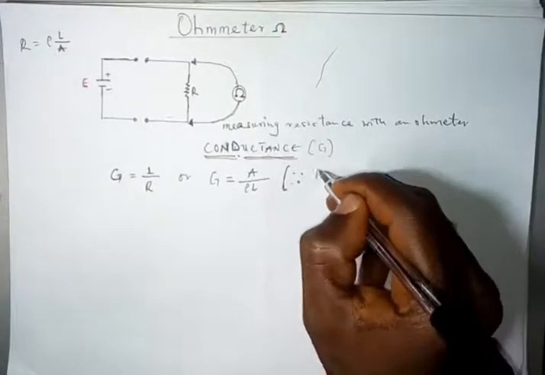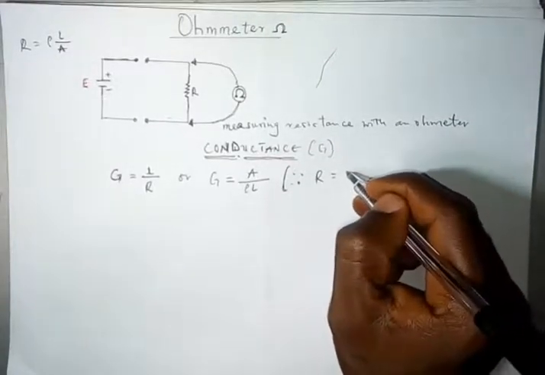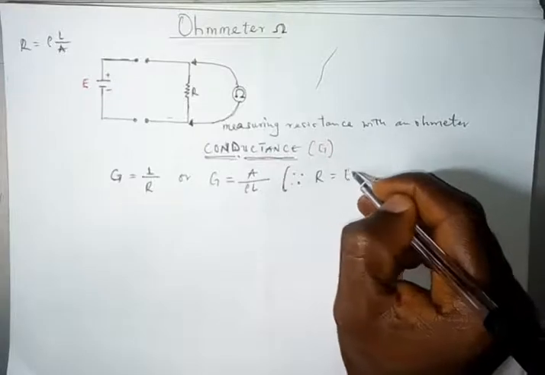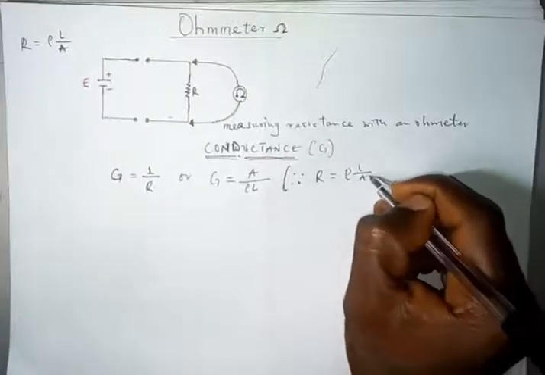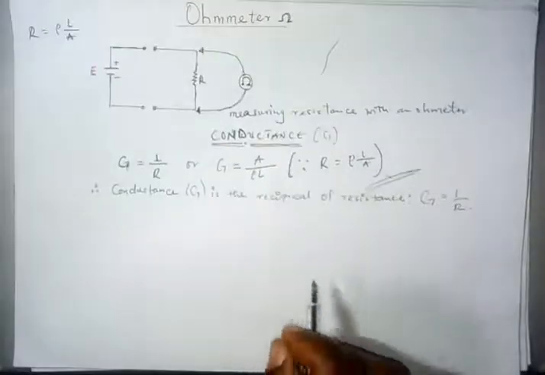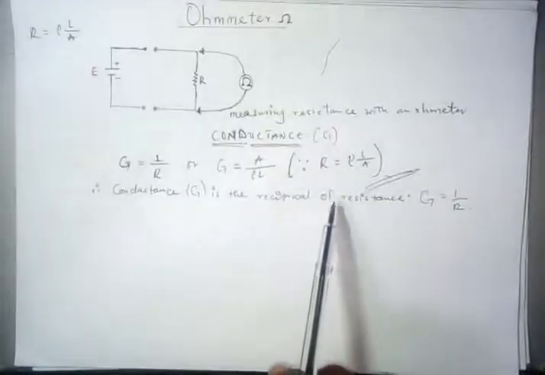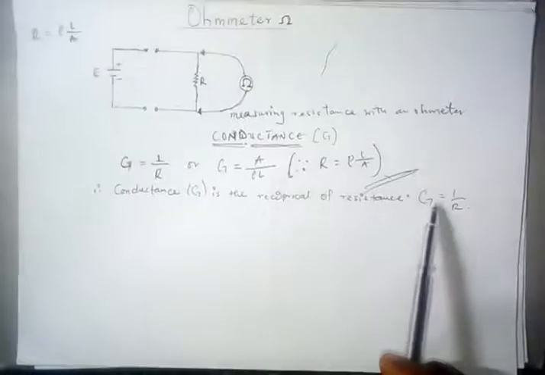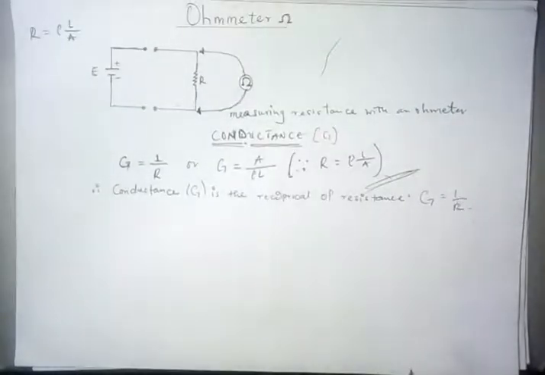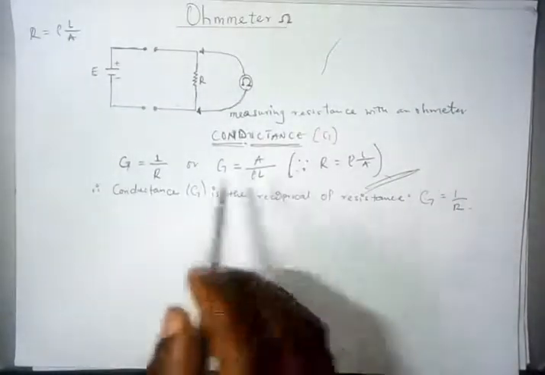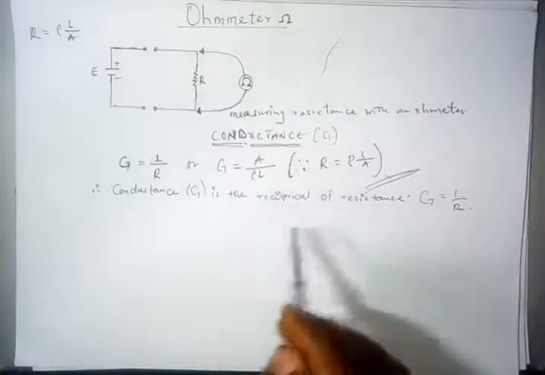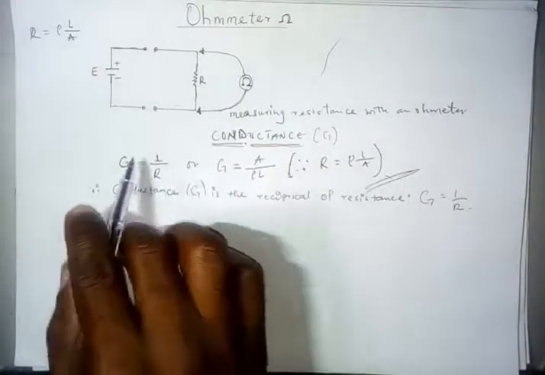So that is really the reverse part of resistance. Therefore, conductance G is the reciprocal of resistance: G equals 1 over R. That is the reciprocal of resistance. So that is all about conductance.